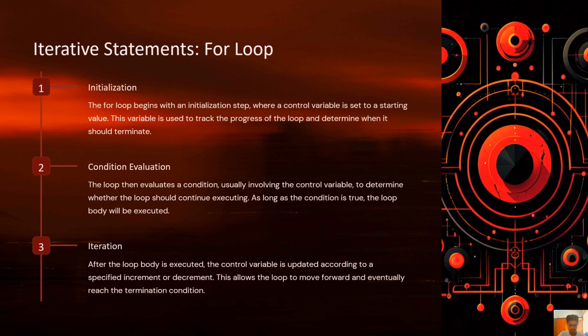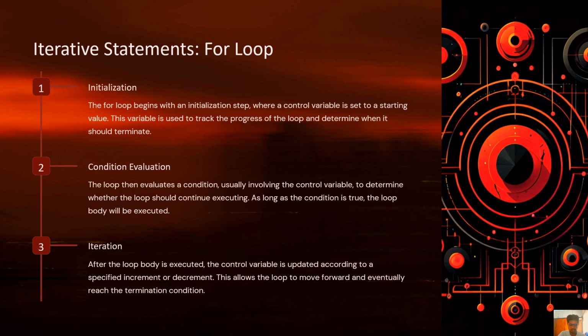Iterative statements, for loops. Initialization. The for loop begins with an initialization step where a control variable is set to a starting value. The variable is used to track the progress of the loop and determine when it should terminate.